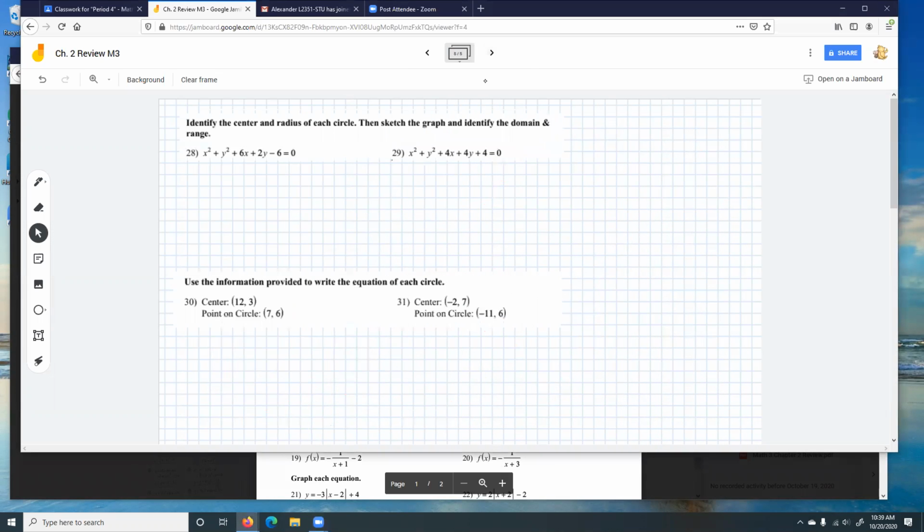Okay, 29 and 30 I'm going to do with you, the last 2. 29 here. Okay, so identify the center and radius of a circle. Oh, this is a circle. How did we know it's a circle? Because x squared and y squared, they're both squared, so this is going to be a circle.